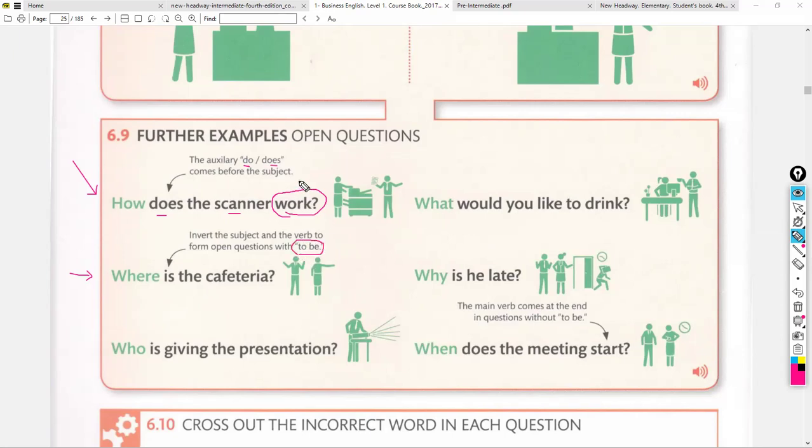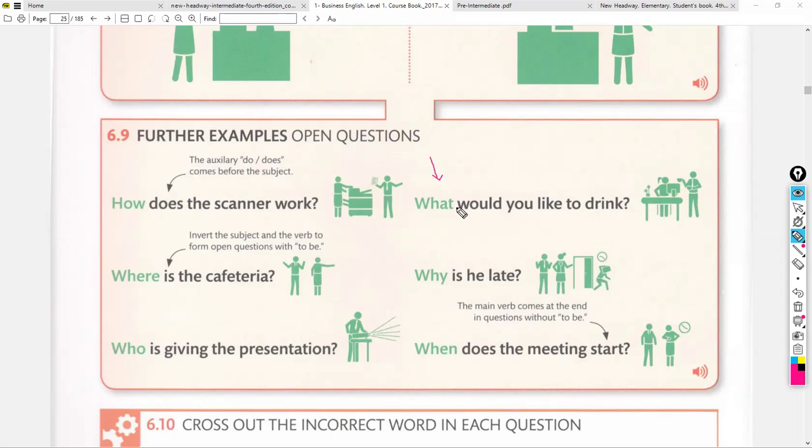Why? Because I don't have a main verb. I don't have verb to do. I don't have verb to have. I have none of these, so I have to use verb to be. What about 3? Who is giving the presentation? Again, I don't have any main verbs, any verb to have, any verb to do. Because of that, I have to use verb to be.